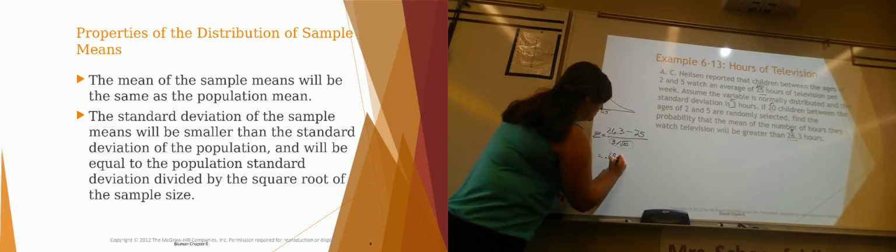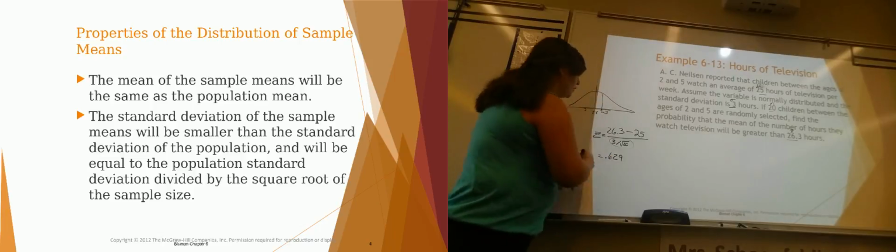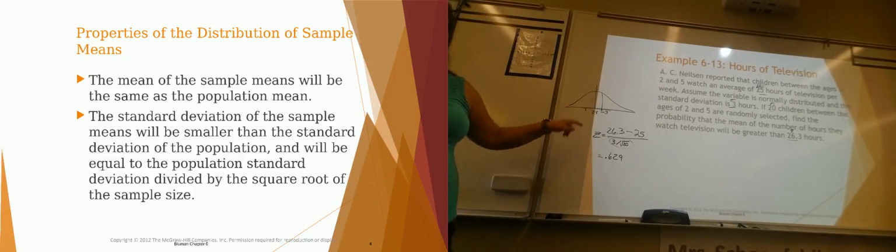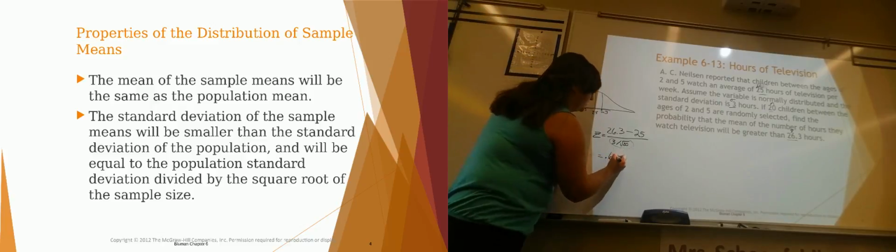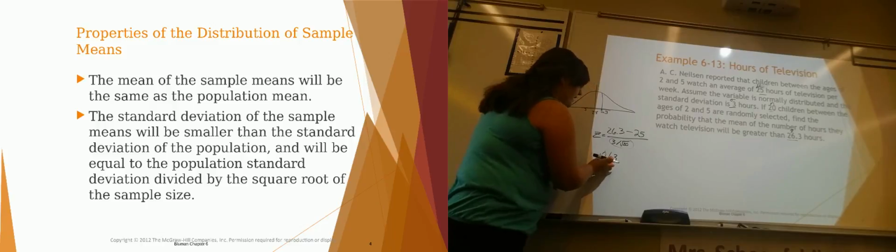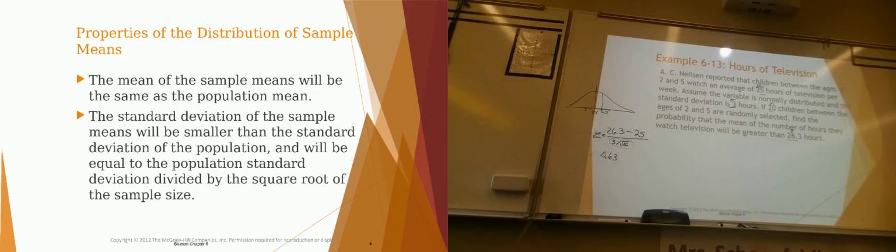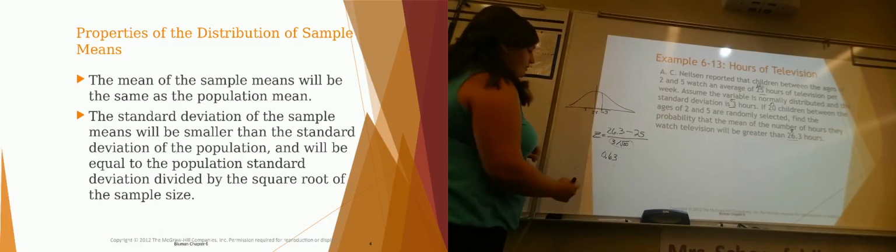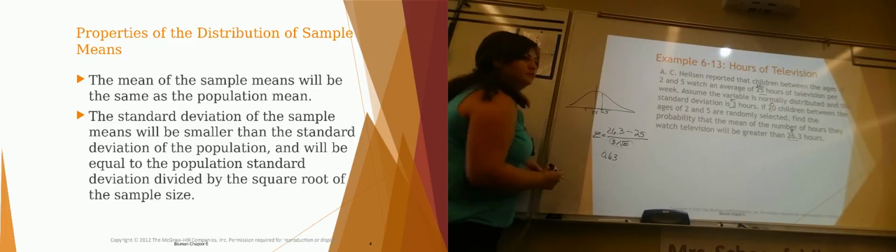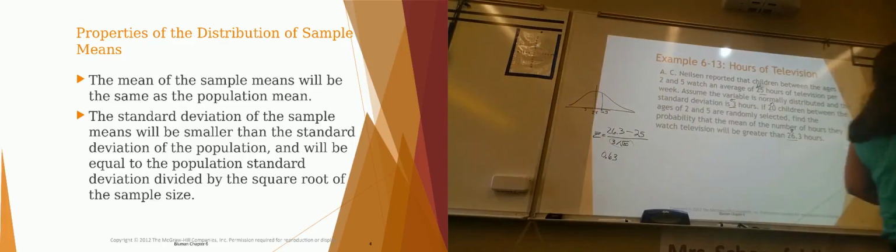0.6292. What I really care about is 0.63, because I need to round that. And now I'm actually using that chart for the z-score. It is positive, so make sure you're paying attention to positive or negative. For 0.63, the value is 0.7357.